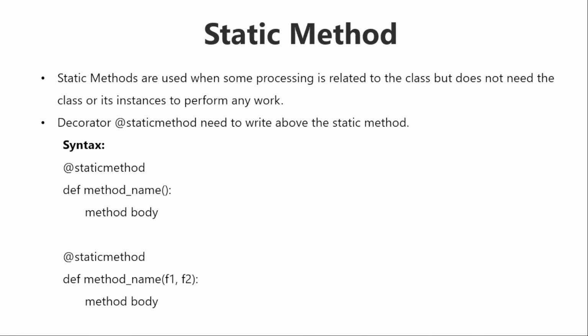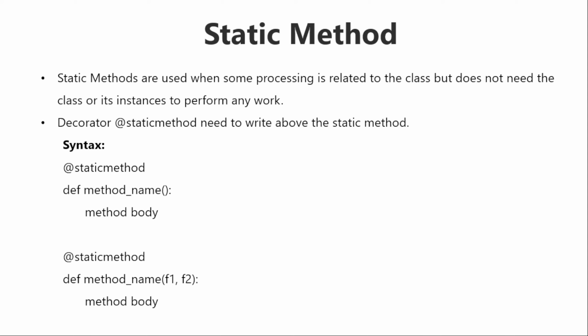Now let us move to static method. Static methods are the methods which are used when some processing is related to the class. When you need to perform some processing related to the class, but does not need the class or its instance to perform any work, you can make use of the decorator staticmethod to write the static method.